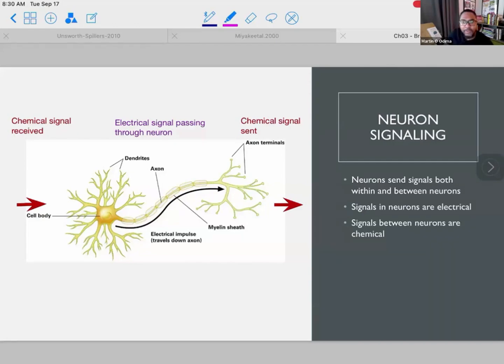So a little bit about neuron signaling: neurons send signals both within and between the neurons. The signals within neurons are electrical. The signals between neurons are chemical. So as you can see right here, there's an electrical impulse that travels down the axon, and remember, it's electrical. And then there are chemicals that go between each neuron.